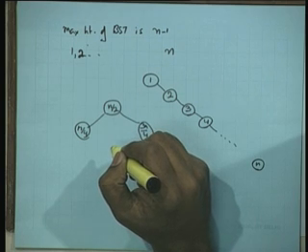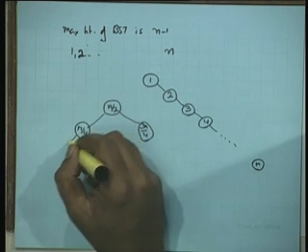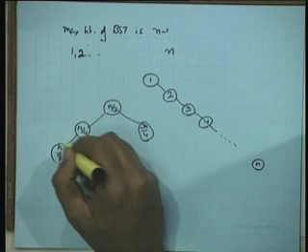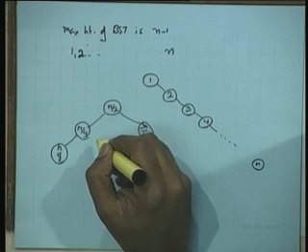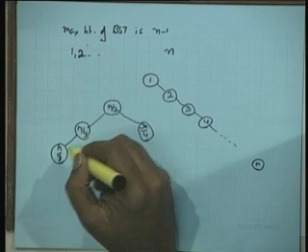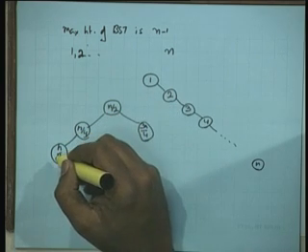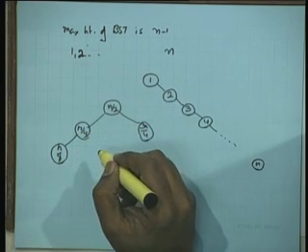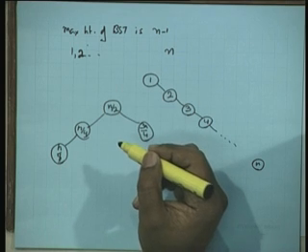And now n by 8. Is it clear that n by 8 will come here? It's clear to everyone, right? Why? Because we'll compare and we'll put it here. And which is the next one? 3n by 8.